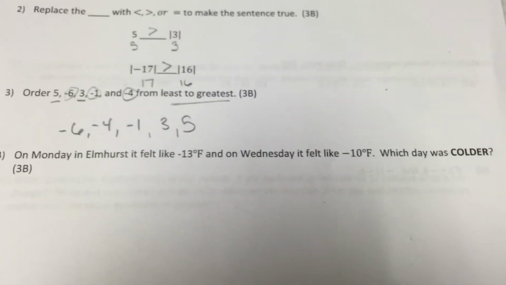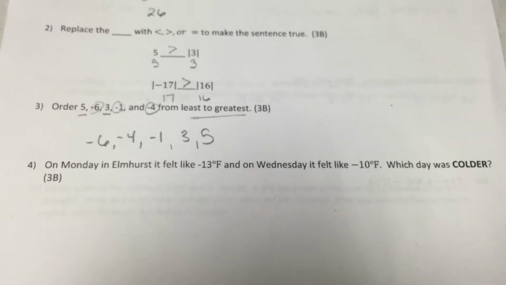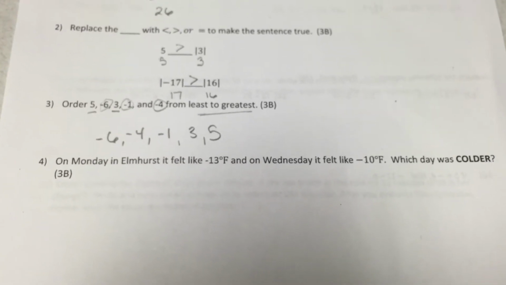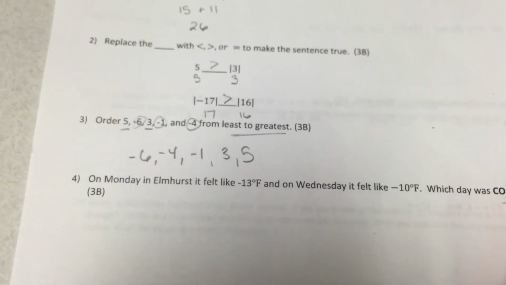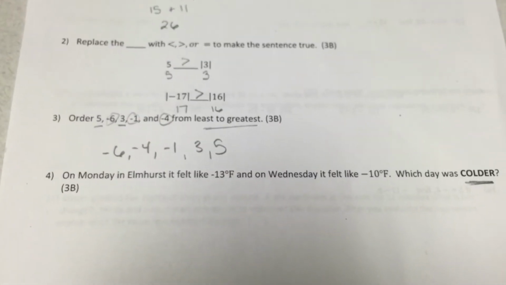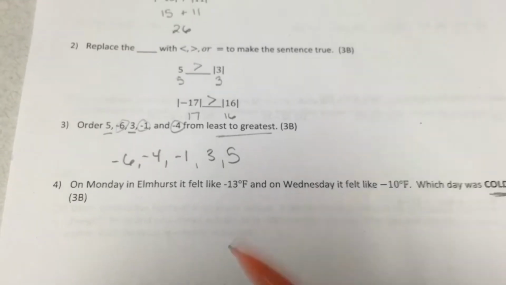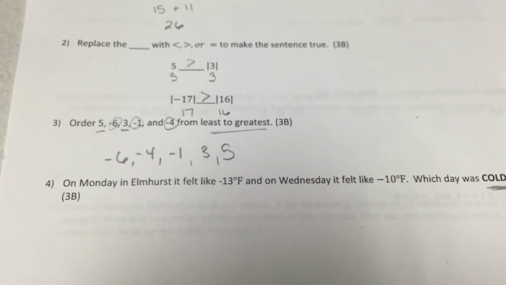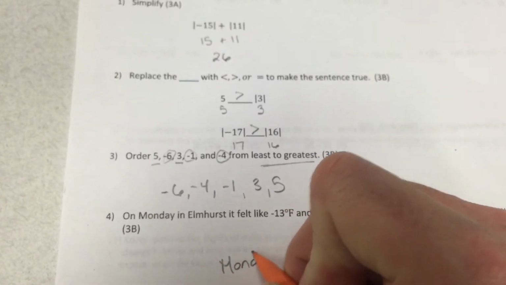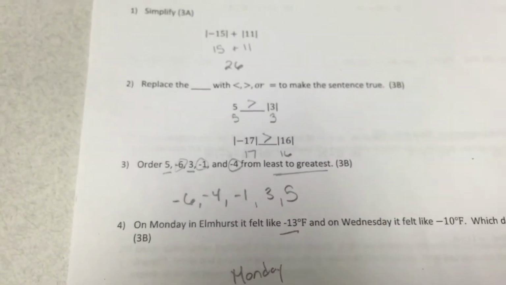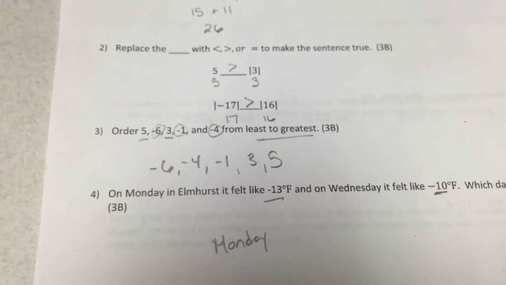The next question says, on Monday in Elmhurst it felt like negative 13 degrees Fahrenheit, and on Wednesday it felt like negative 10 degrees Fahrenheit. Which day was colder? Again, we want to notice that colder. So if I look at this, I'm dealing with negatives, so the further away from 0 the number is, the colder it's going to be. So the answer to this question is Monday. Negative 13 is going to be 3 degrees colder than the negative 10.